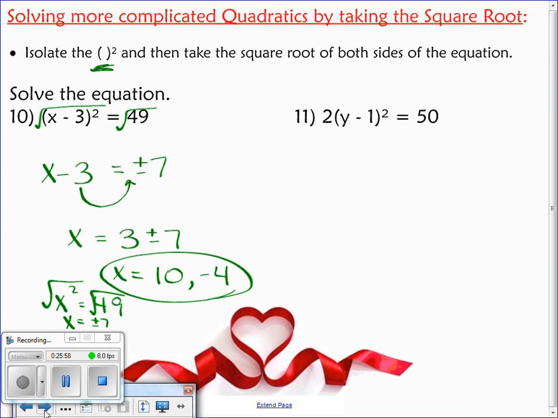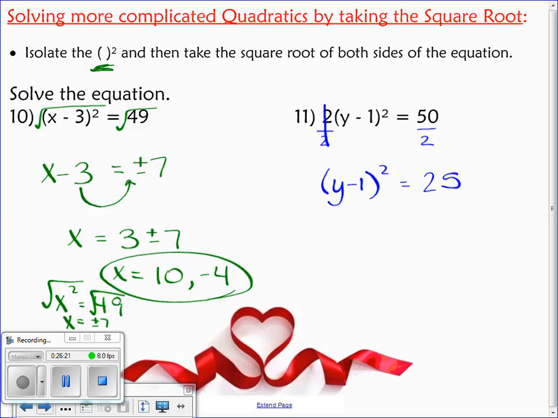All right, let's take a look at number 11. Is the squared part by itself? No. How do I get it by itself? Good. So I can divide by 2. Squared.